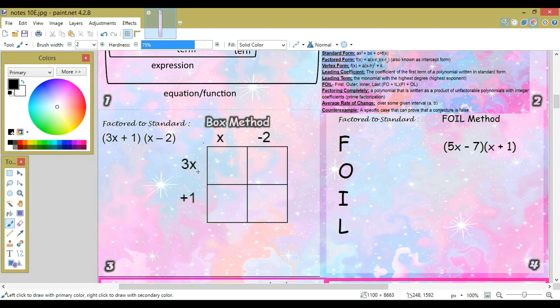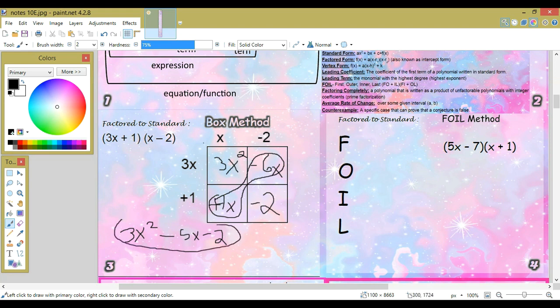3x times x is 3xx, which is 3x to the second power. 3x times negative 2 is negative 6x. 1 times x is a plus 1x. And 1 times negative 2 is a minus 2. Now we want to combine the diagonal. So we have negative 6x plus 1x. That's negative 5x. So we have 3x squared minus 5x minus 2. And this is our standard form. We started with factored form, and then we went to standard form.